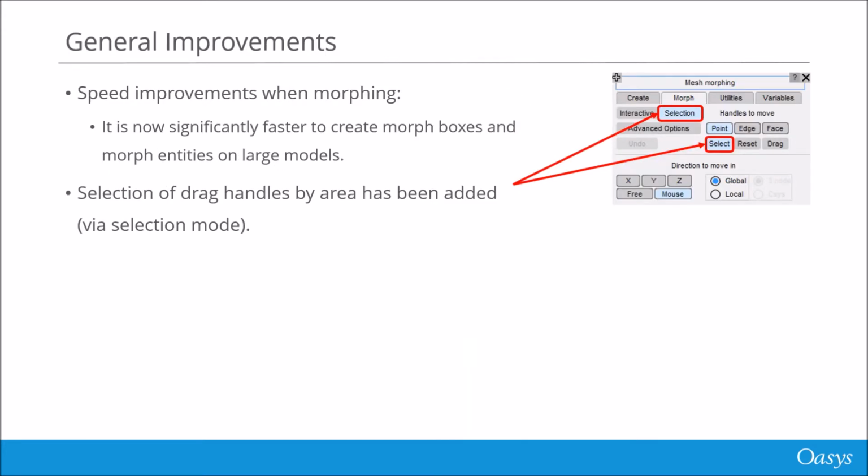Some other general improvements. There have been some speed improvements when morphing, and it's now significantly faster to create morph boxes and morph entities on large models. Also, when you want to select multiple drag handles to morph, you can now select those multiple drag handles by area rather than selecting them one by one.